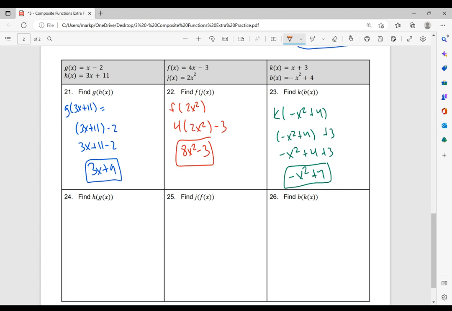So h of g of x. So g of x is x minus 2. And now we're going to do h, which is going to be 3 times x, which is x minus 2, plus 11. So 3 times x is 3x. 3 times negative 2 is minus 6, plus 11. So 3x plus 5.